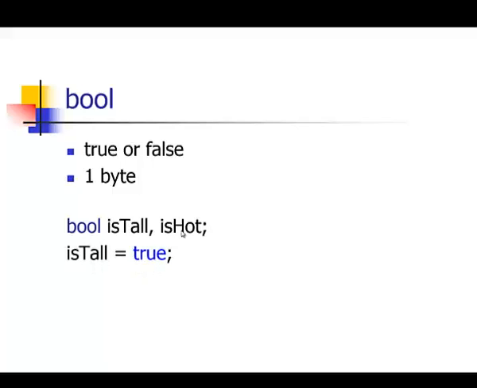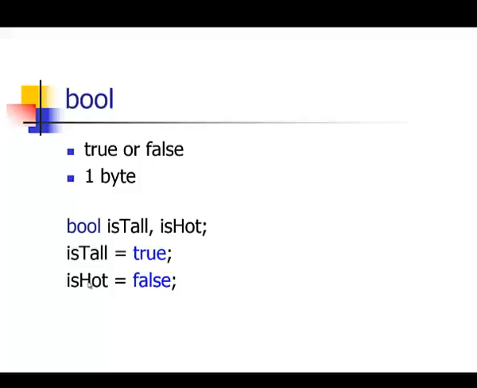And now I'm assigning the variable is tall the value true. Notice how the value true, written out in all lowercase letters, is a keyword, and it is used to identify this Boolean value of true. And I can store that in a variable of type bool. For is hot, I can store the value false in there. In a bool variable, I can store true or false.